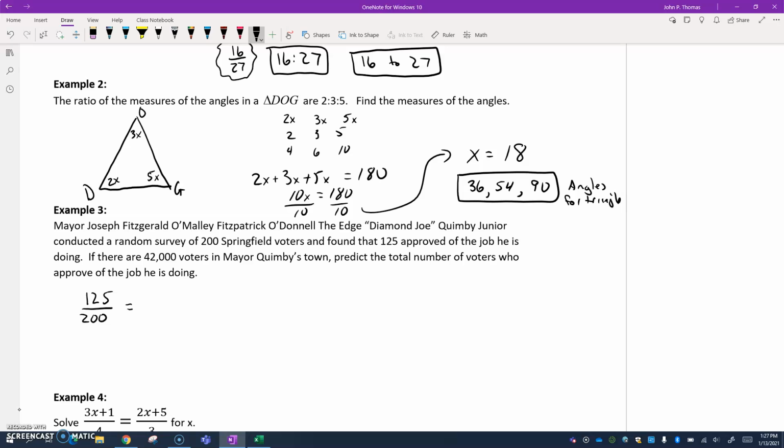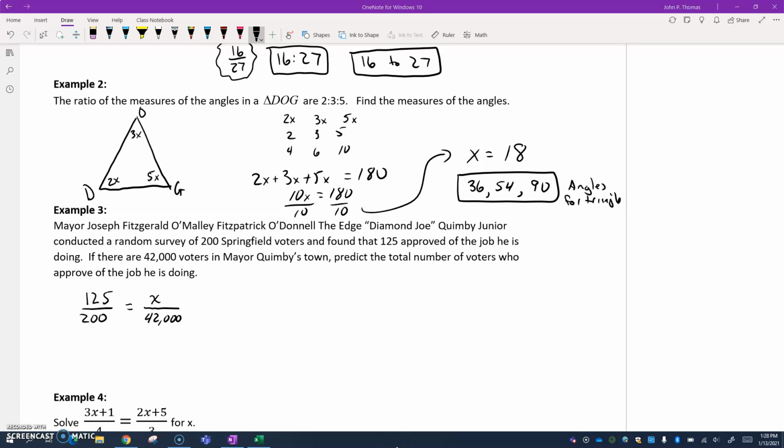So when I set up a proportion, all right, that proportion has to be in the same order on each side. So if this is in favor or approving to total, the other side has to be approving to total. All right, we don't know how many approve, that's the question, so we're going to put an X there. But we do know that the total is 42,000. All right, and this gets me to a place where now I have an equation that I can solve.